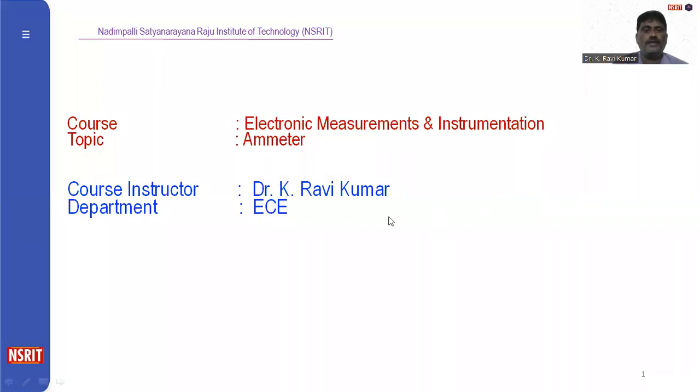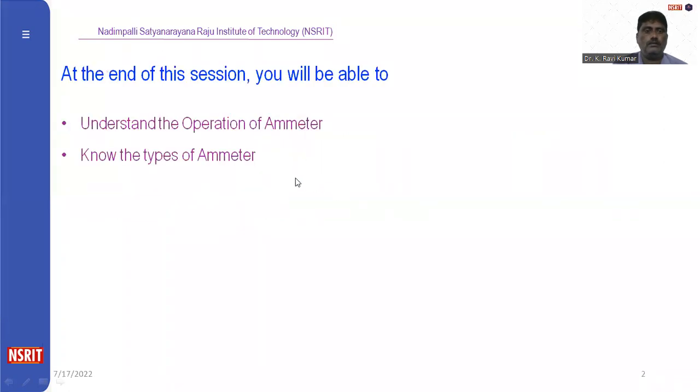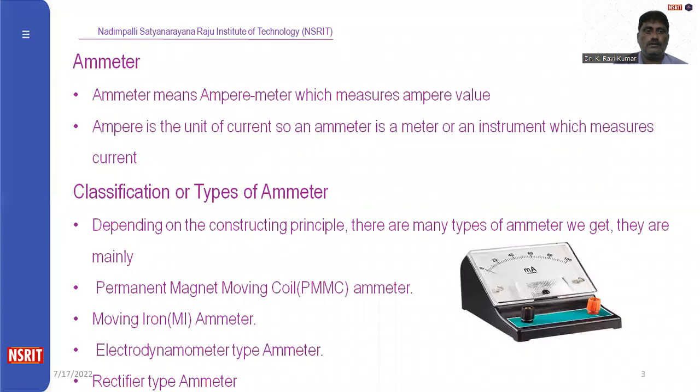Now I am going to explain the ammeter. At the end of this session, you will be able to understand the operation of the ammeter and know the types of different ammeters. Actually, what is an ammeter? Ammeter means ampere meter, which measures the ampere value. Ampere is the unit for current.